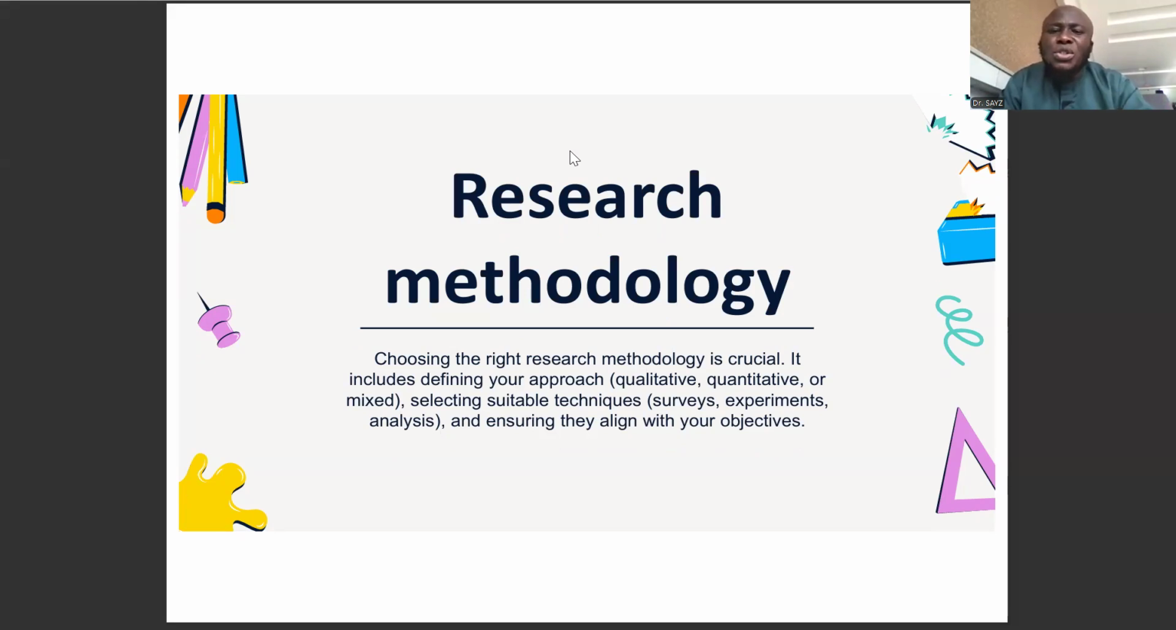How do you choose your what? Methodology. The right research methodology is crucial. It includes defining your approach. For those in social science, is it qualitative? Is it quantitative? Qualitative in the sense that you are going to be describing the experiences.